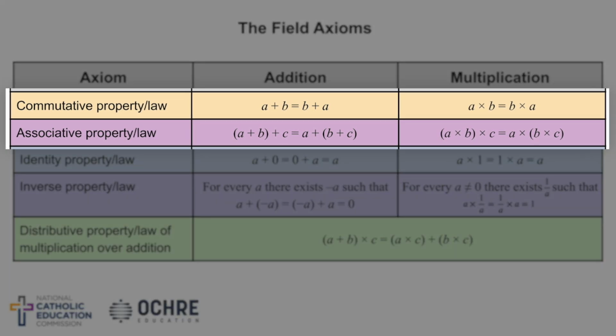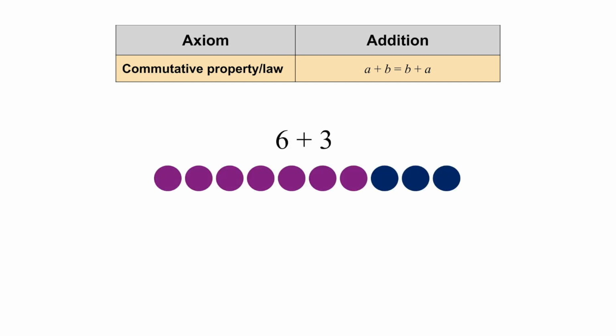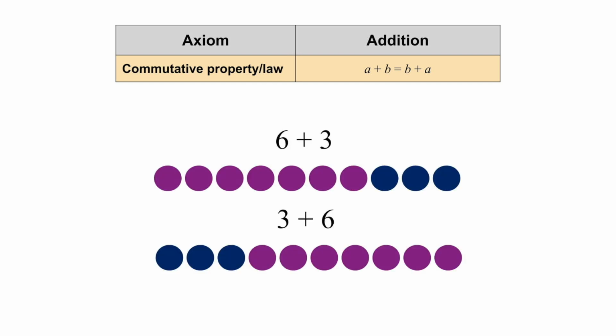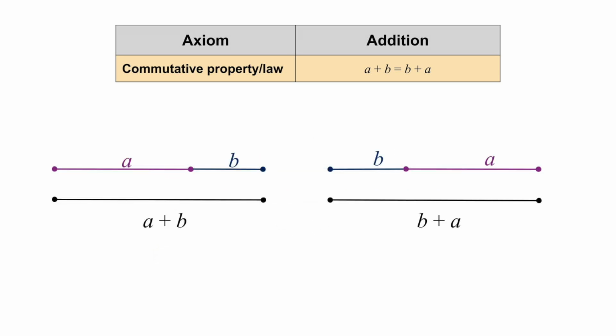Let's start with the first pair of field axioms, the commutative laws. The commutative law for addition tells us that we can add two values in either order. 6 plus 3 is equal to 3 plus 6. A plus B is equal to B plus A. We can demonstrate this by using lengths made up of the two numbers in both orders and show that they have the same total length.